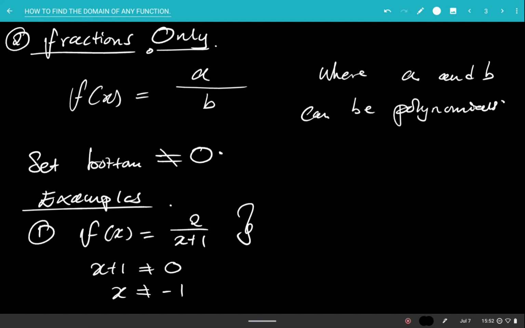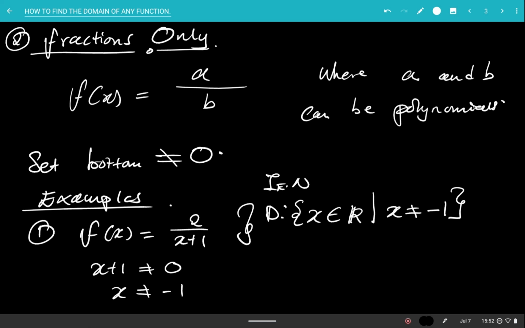Now remember that the domain can be written in two ways. We have the inequality notation and the interval notation. Using the inequality notation, we will say, open braces, x is a member of all real numbers such that x should not equal minus 1. That's how you read this: x is a member of all real numbers such that x is not equal to minus 1. That is for the inequality notation.